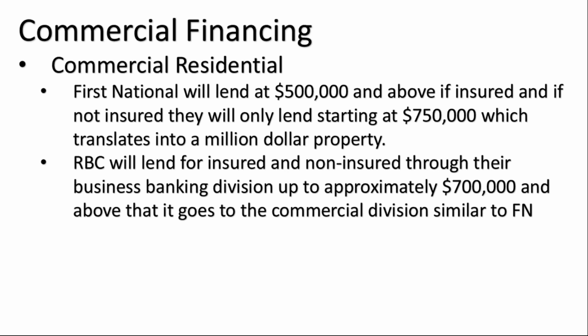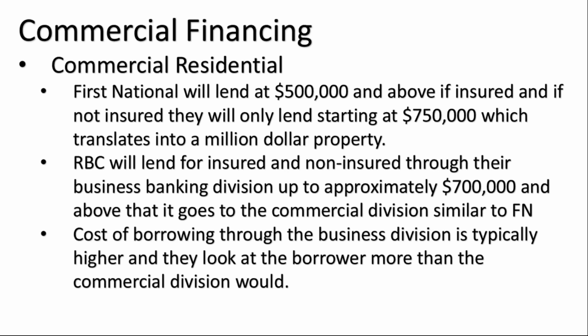If the property is worth more than $700,000, then they get bumped up into the commercial division, which is very similar to working with, say, First National. Now, when you're dealing with a company like RBC, and I'm just saying RBC, it could be anybody else as well, it could be TD, could be Bank of Nova Scotia. When you're doing it through their business banking division, the cost of borrowing is going to be a little bit higher. The interest rates aren't going to be as good as the insured lending.